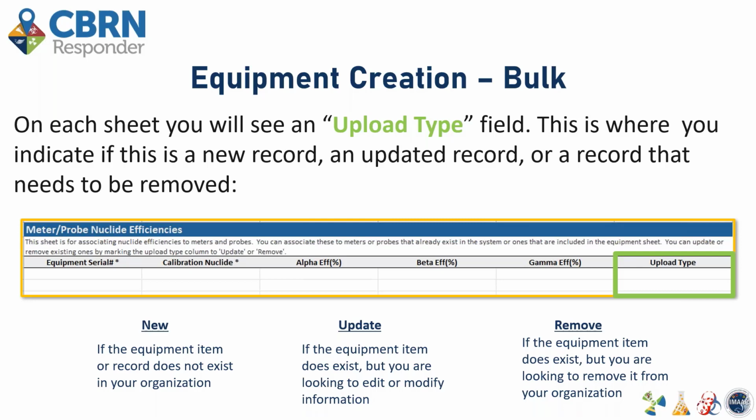And then on the other side of that, if you're looking to remove equipment items, so let's say you got 20 new meters to replace 20 previous ones and you just want to remove those ones from the system, you can put remove in the upload type column and again associate it with the correct serial number, and it will remove it from your organization.